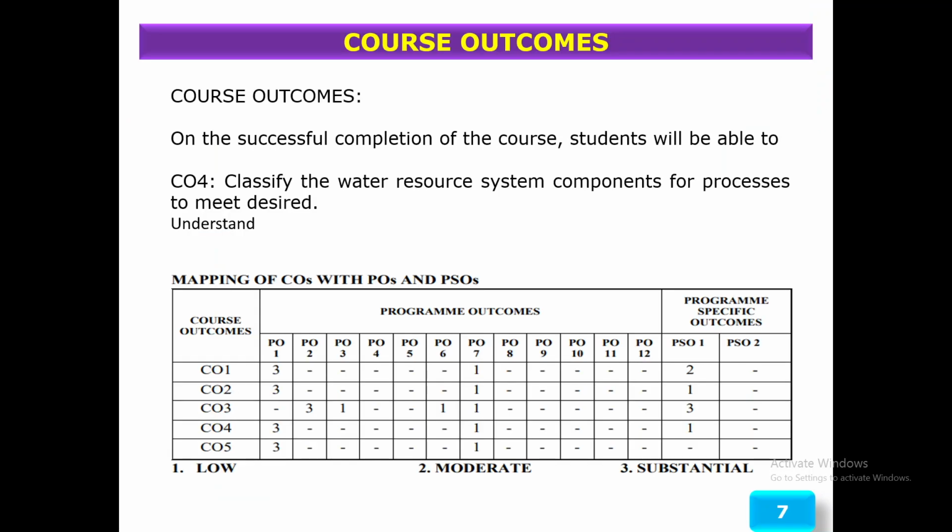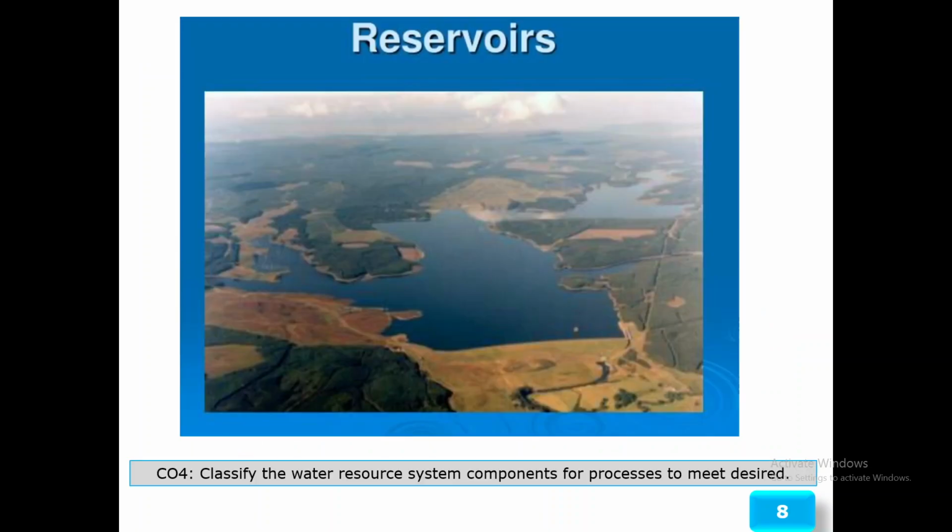The course outcome of this topic is to classify the water resource system components per process to meet the desired need. So this is the way we have to understand the importance of the natural reservoir. In addition to that, we make artificial reservoirs for better improvement of the groundwater table. The course outcome of this topic is CO4. In addition to that, it is correlated with program outcomes 1 and 7 and program specific outcome 1.